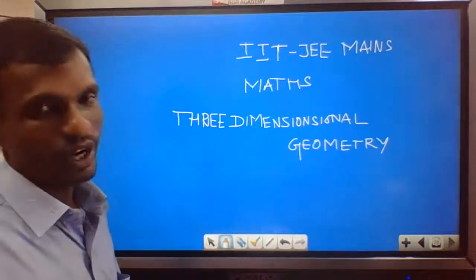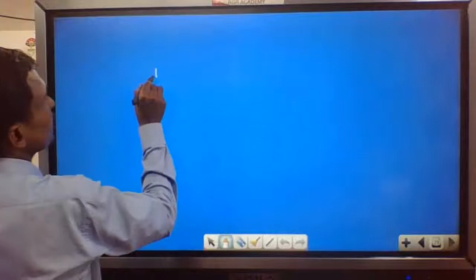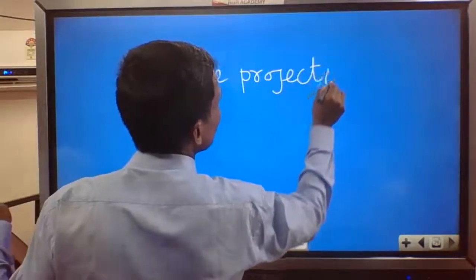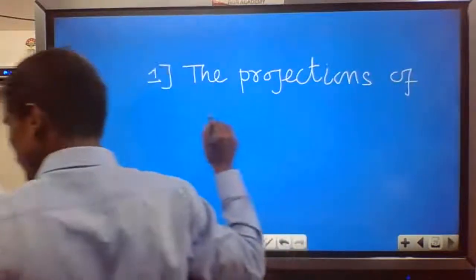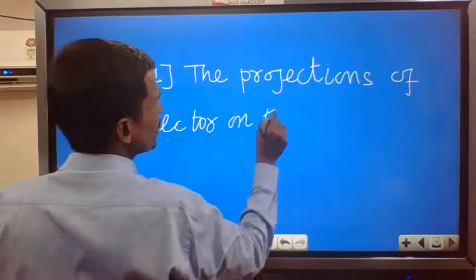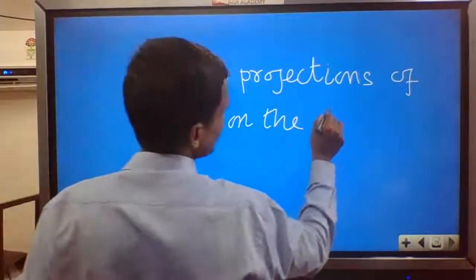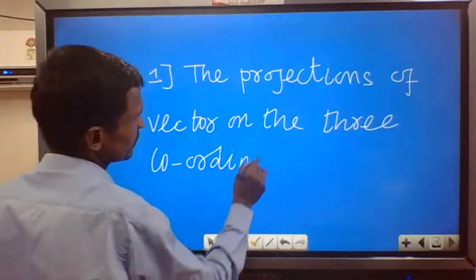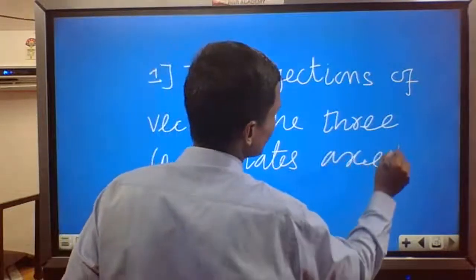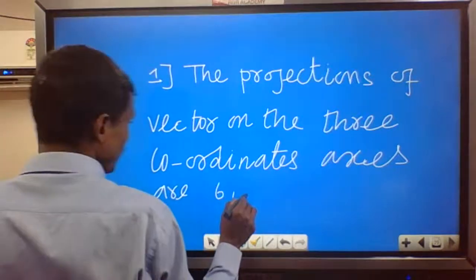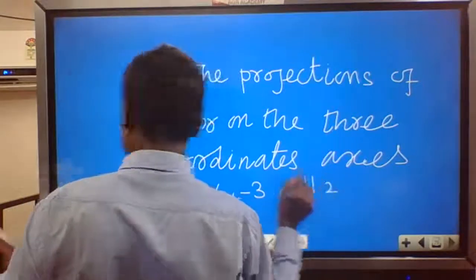The first problem, now I write down. The projection of a vector on the three coordinate axes are 6 comma minus 3 comma and 2 respectively.